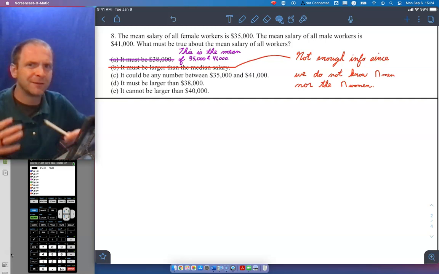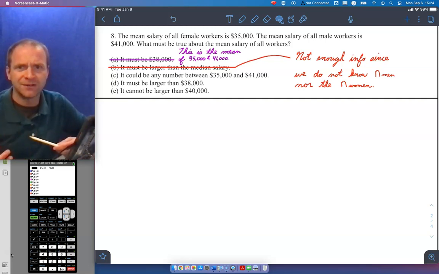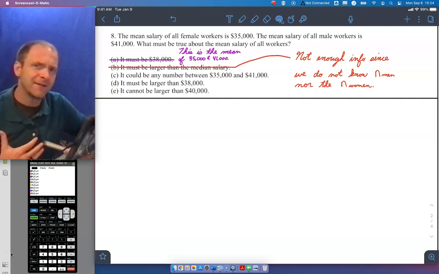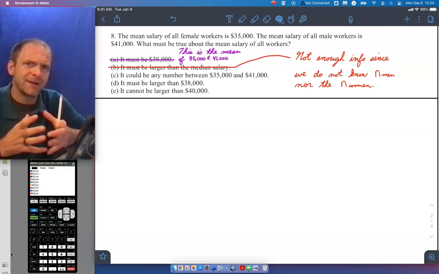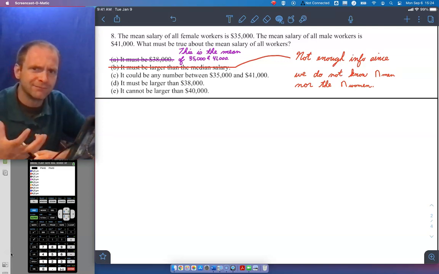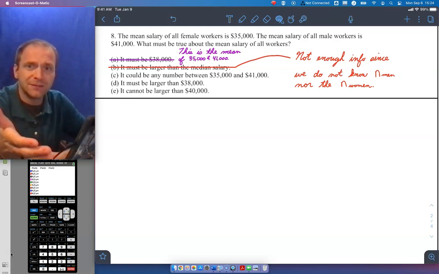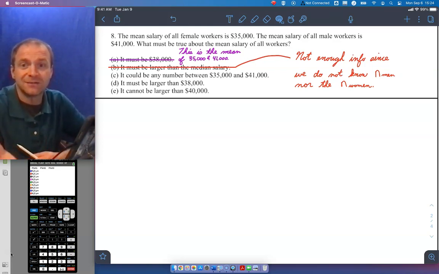Because we don't know how many male and female, but we know the average of the female is 35,000 and the average of the males is 41,000, if I were to combine them, it logically should be between those. I don't know where between those, but it should be. So let's look at D and E just to be sure.